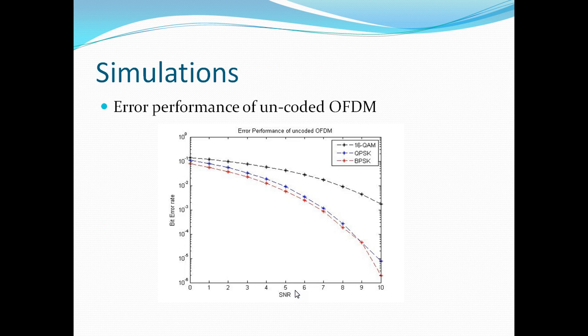Coming to the simulations, this figure shows the error performance of the uncoded OFDM. It can be seen that the BPSK and QPSK have almost equal error performance, whereas the QAM has worse performance compared to BPSK and QPSK.